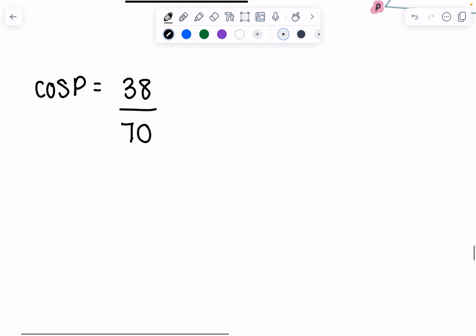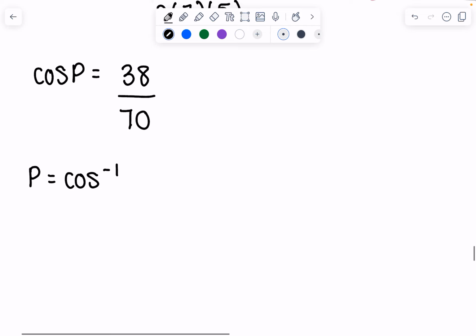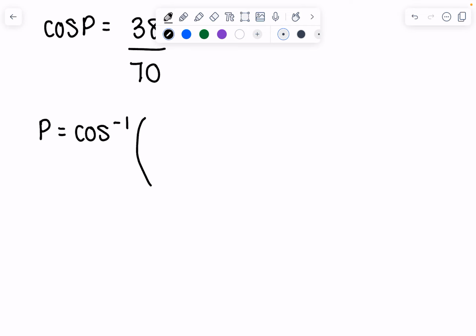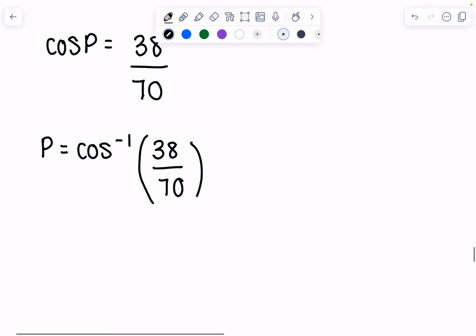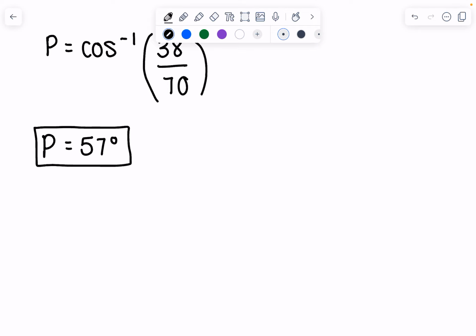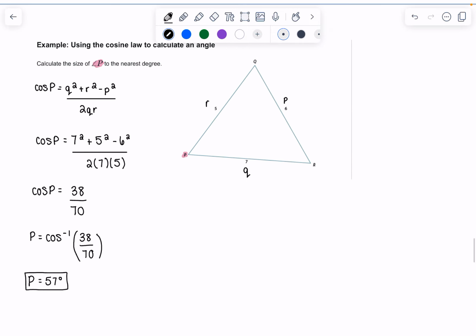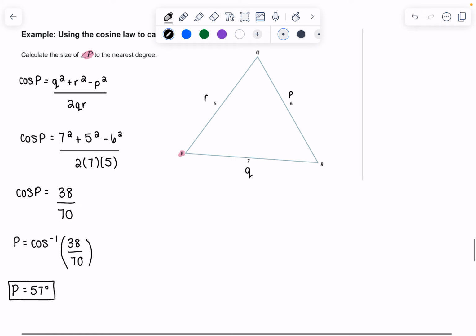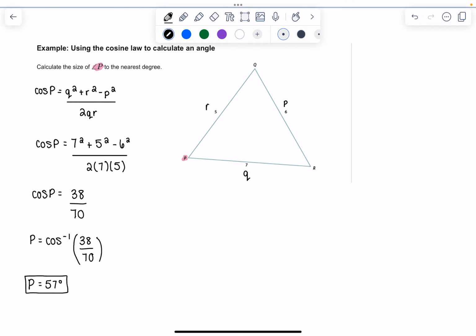Your last step, just like you're doing SOHCAHTOA, you're going to take your inverse of cos in order to isolate for that variable. We don't care about the cosine of P, but what we do care about is the angle P. So you're going to take that whole thing, 38 over 70. It's good practice just to keep it as a fraction in order to hold all the decimal places. And this will give you your result of approximately 57. Does it make sense? Yes, it's between 0 and 90. If we look at it as well, we can see 57, I think, logically makes sense, even looking at it visually.